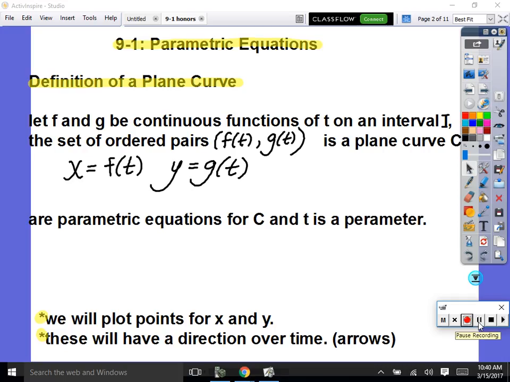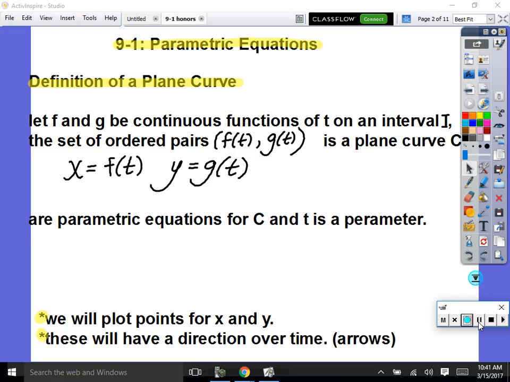Okay, so this is called parametric equations. So, we're going to talk about parametric equations. They're actually pretty easy. First of all, we're going to define what I mean by a plane curve.